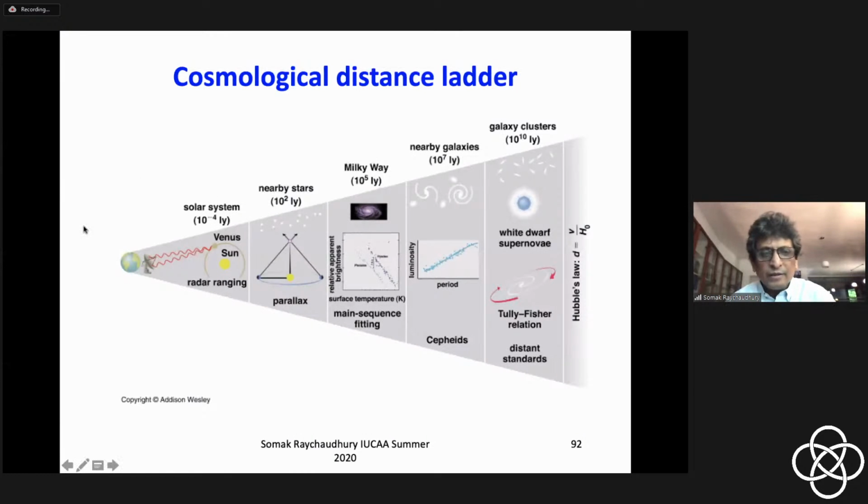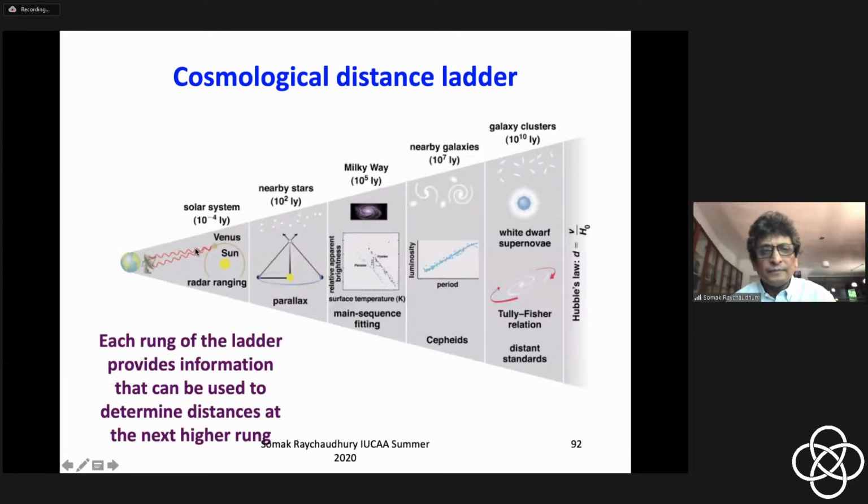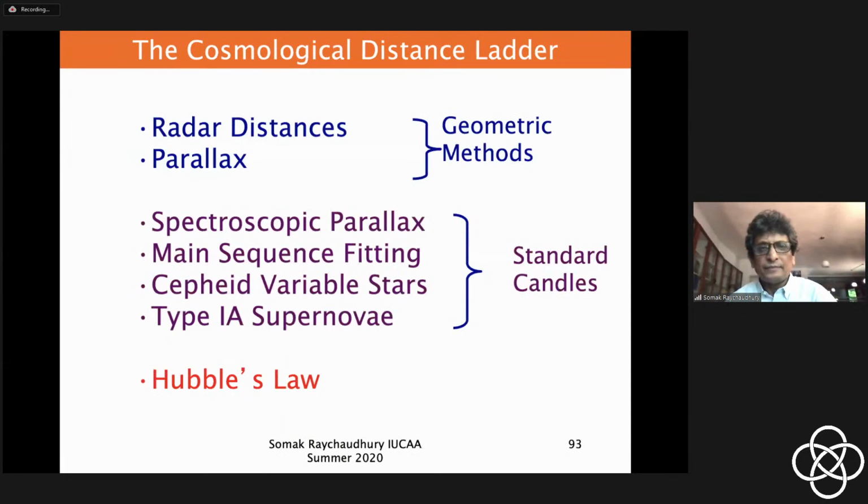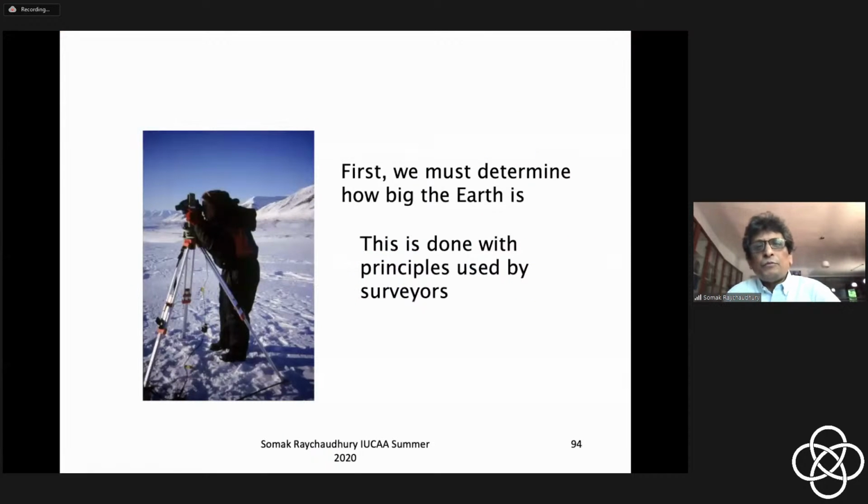So let's look at the first rung of the ladder, because each rung of the ladder then gives you information about what's going to happen next. Okay, so first we must find out how big the Earth is, and you know that you've seen students in your university who do geography or geology do these experiments where they have these theodolites or various things with which they measure. They have to draw a map of a terrain.